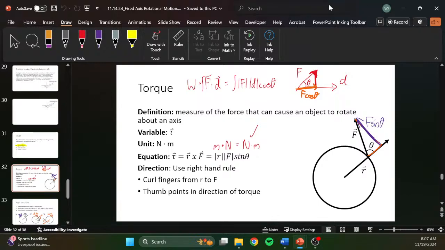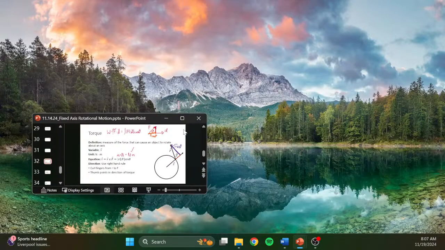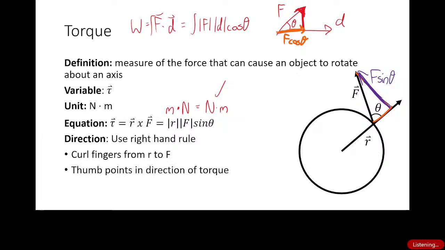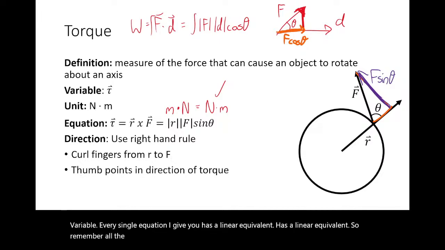Before we do anything in class today, what I want to convey to you all is the following. Remember I told you every single variable, every single equation I give you has a linear equivalent. Remember all the kinematics equations, linear and rotational. For torque, I'm going to do my best to convey that to you.